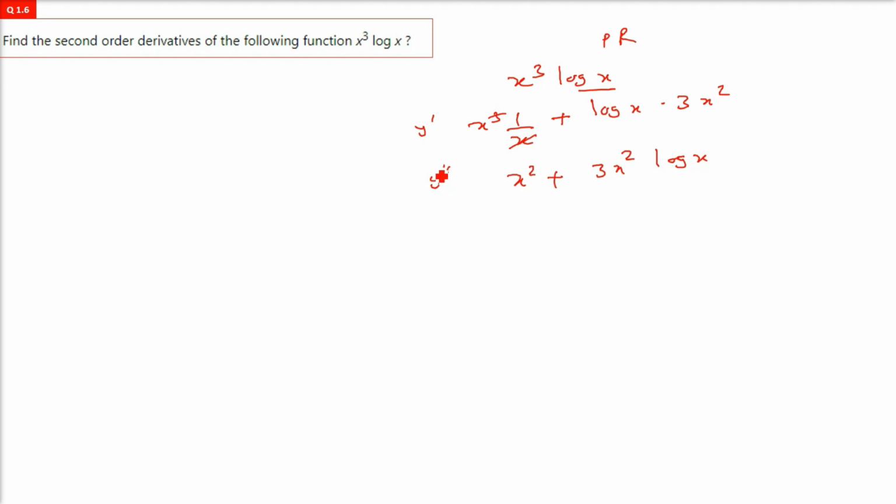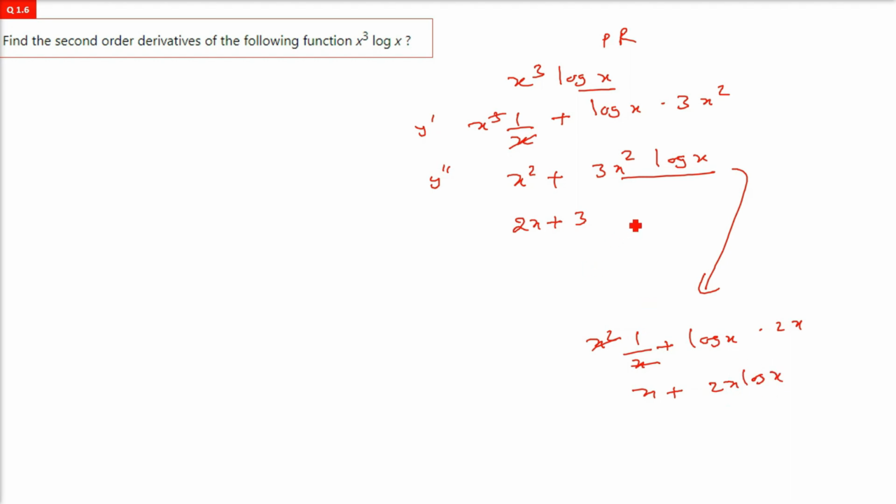We have to apply the y prime differentiation of this again. x square is 2x, then 3 times the differentiation of x square log x. Let us do it separately. x square log x is x square times 1 by x plus log x times the differentiation of x square, which is 2x. So just cancel this, you get x plus 2x log x.